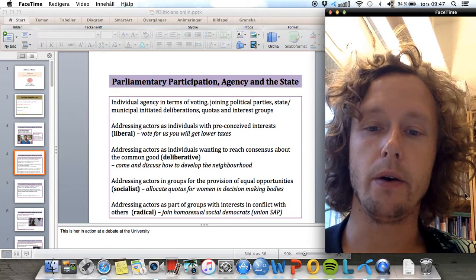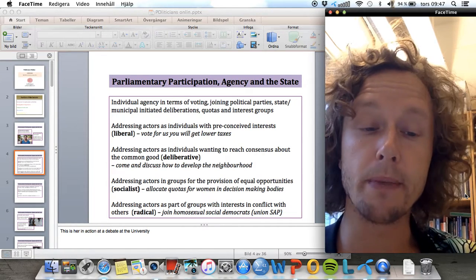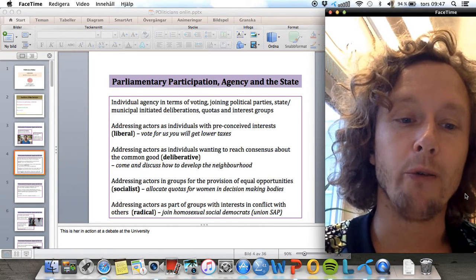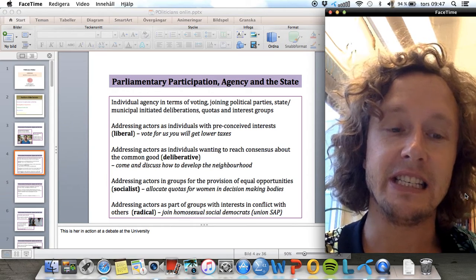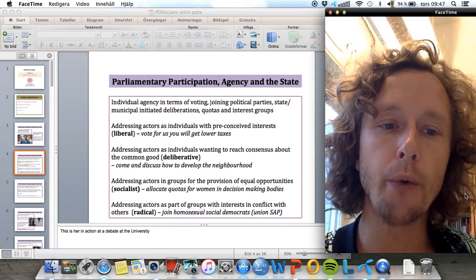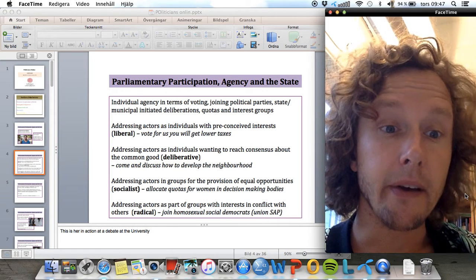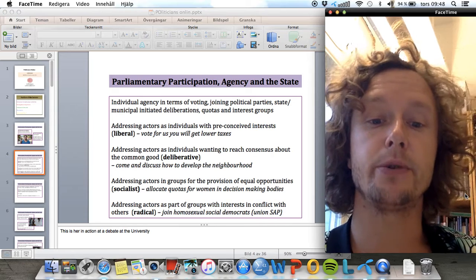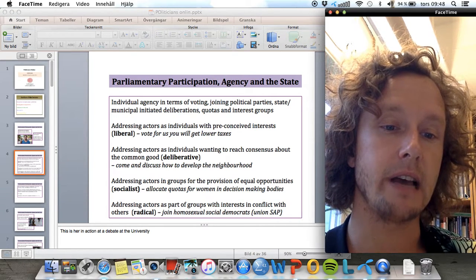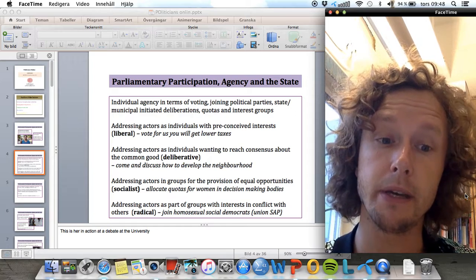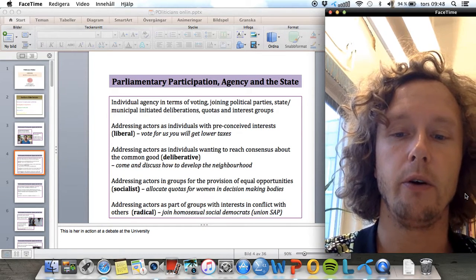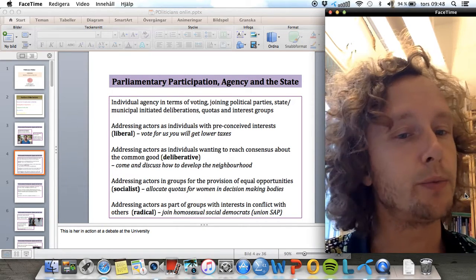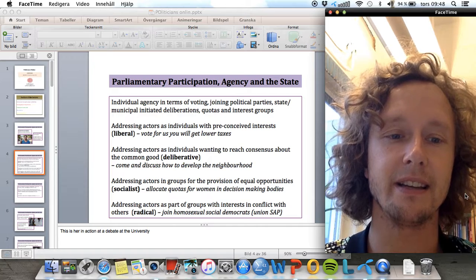For example, allocating quotas for women in decision-making bodies would be one way to call for action or initiate agency from this perspective. And a more radical Chantal Mouffian perspective here sees actors as part of groups with interests that are in clear conflict with others, and as such this interest and this conflict line needs to be addressed. And here I think of all these different interest groups within political parties are very indicative of this.